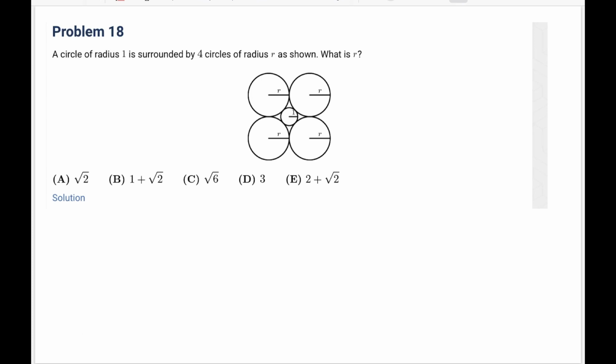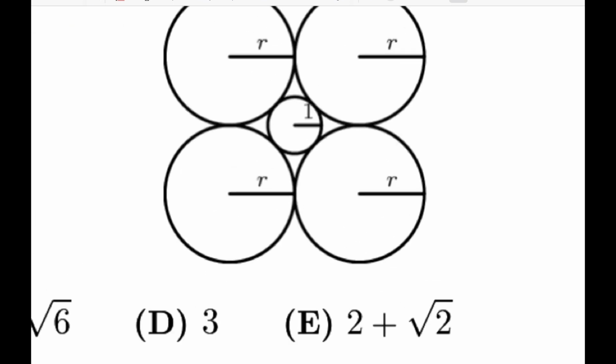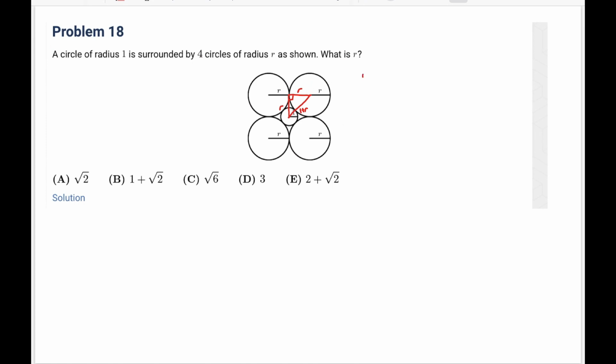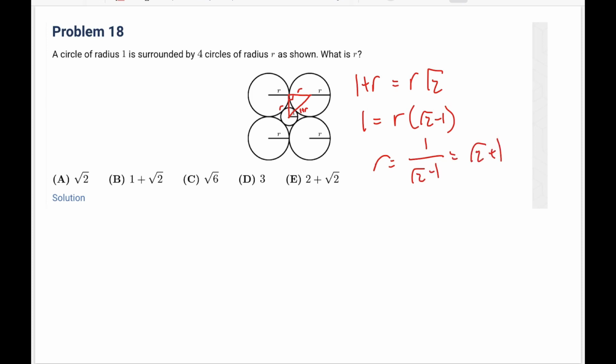Problem 18. A circle of radius 1 is surrounded by 4 circles of radius r as shown. What is r? So from this we can say that this much is r, and this much is also r, but this much is 1 plus r, and this is 1 plus r, but then it's 90 degrees and it's 45 degrees. So 1 plus r equals r root 2. So 1 equals r times (root 2 minus 1). r equals 1 over (root 2 minus 1), which equals root 2 plus 1. So what is r? r is root 2 plus 1, so it's B.